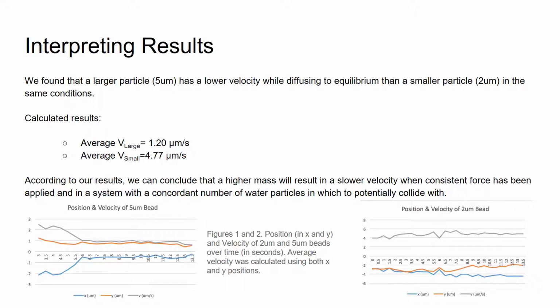We found in our results that the average velocity of the large bead was much slower than the average velocity of the small bead. So this allows us to conclude that a higher mass will result in a slower velocity as long as consistent force has been applied in a system with a concordant number of water particles with which to potentially collide.